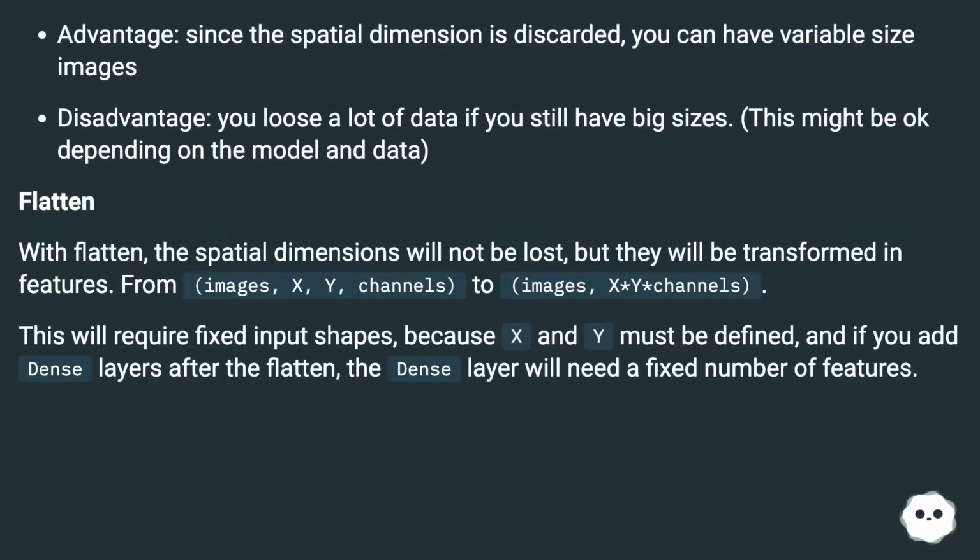Advantage: since the spatial dimension is discarded, you can have variable size images. Disadvantage: you lose a lot of data if you still have big sizes. This might be okay depending on the model and data.